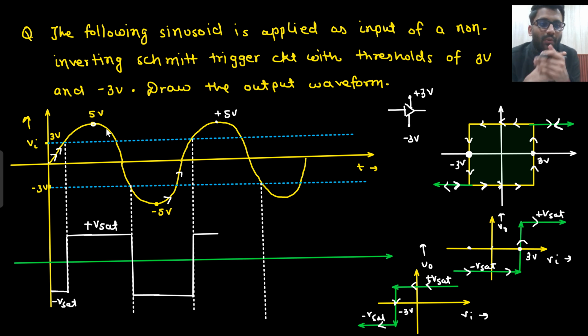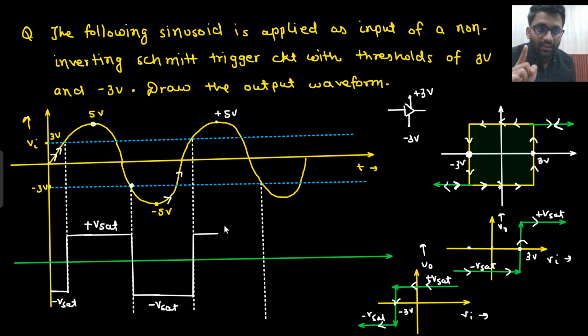Decreasing. Then I get to know that if I cross 3 volt, that doesn't mean my output will go to minus Vset. No. To go to minus Vset, I need to go to the least number, and my least threshold is minus 3 volt. So I need to go to minus 3 volt. Then the transition will take place. Now I am in the zone of minus Vset. So if I keep on decreasing my input, then the output will be minus Vset only.